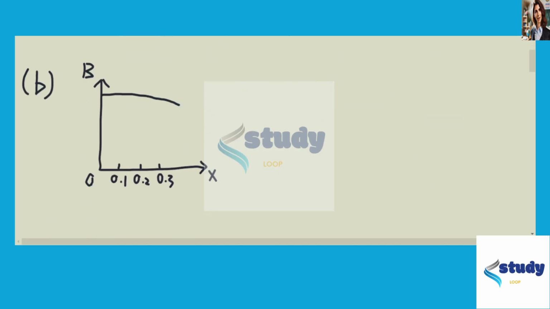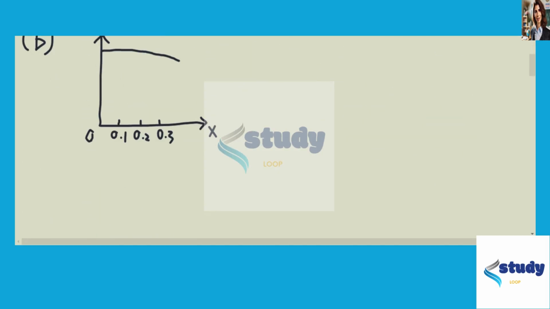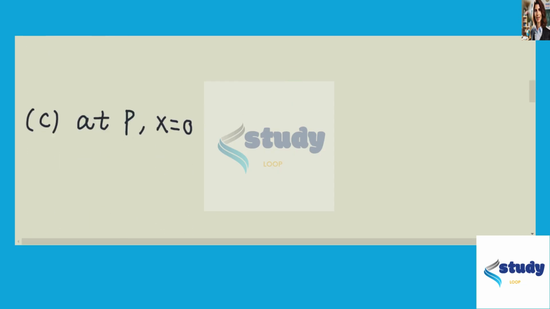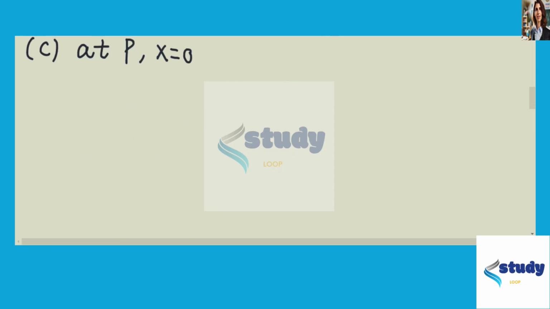And for question B, this is the B versus x graph, ranging from 0 to a over 2. And then you can use this graph to compare with the graph for the magnetic field due to the right-hand coil alone. And for question C, at point P, we know x is equal to 0.